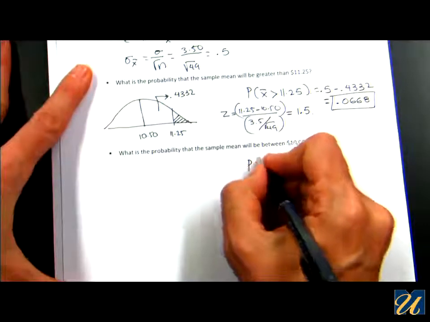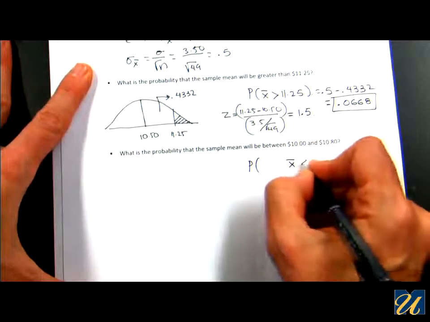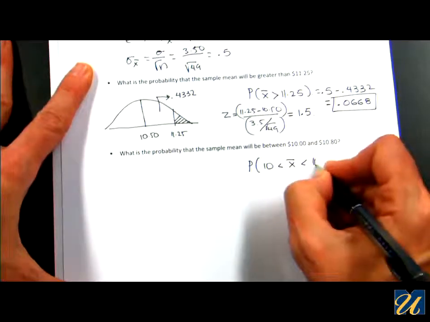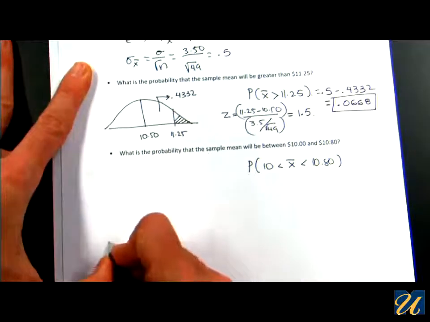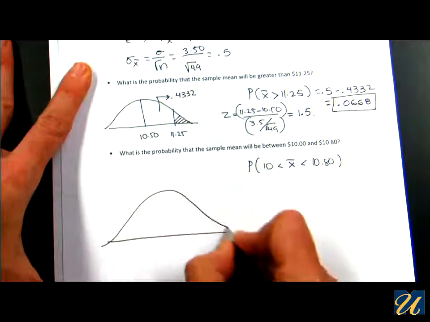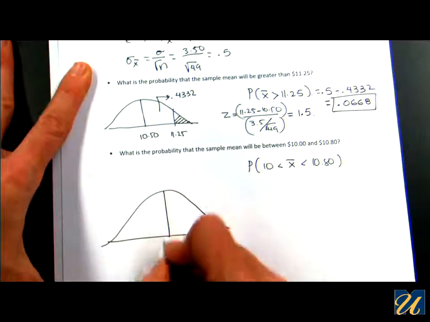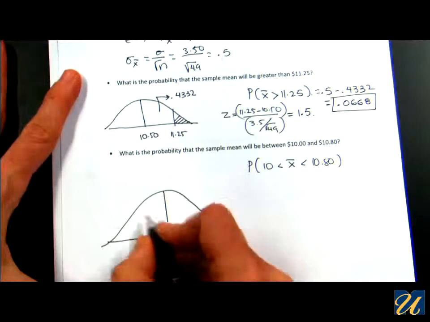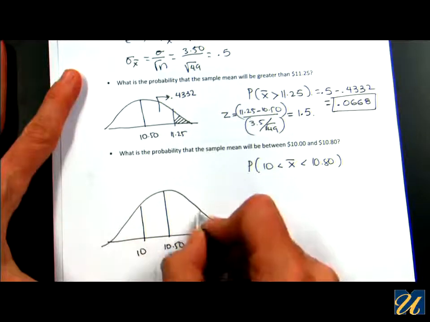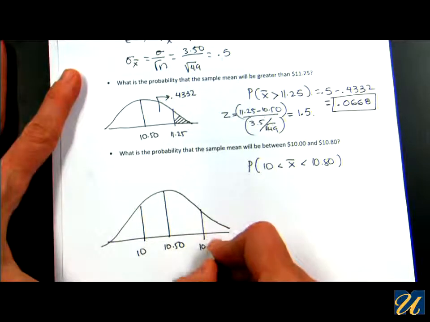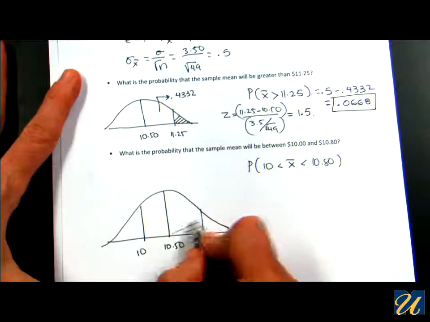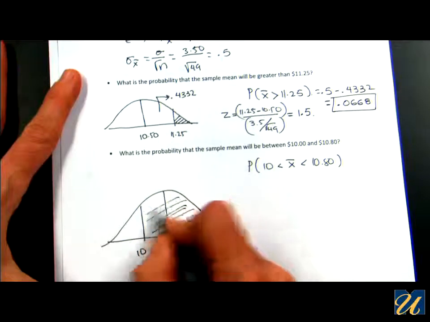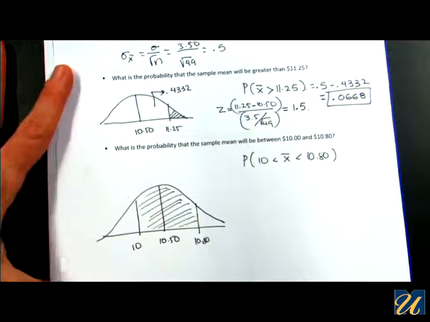So I'm looking for the probability of x bar to be between 10 and 10.80. We draw the normal distribution, normal curve. Mu x bar is the same, 10.50. 10 is to the left, 10.80 is to the right of the mean. And since I'm looking for x bar to be between these two values, I'm looking for this area.